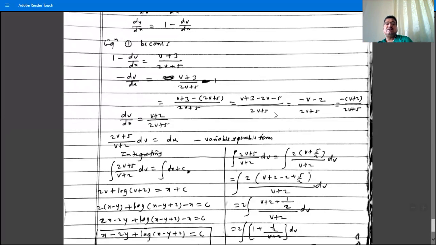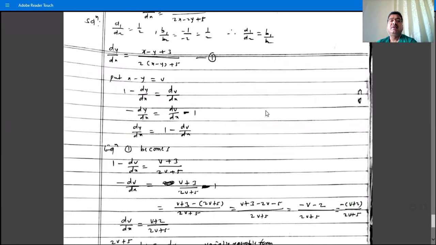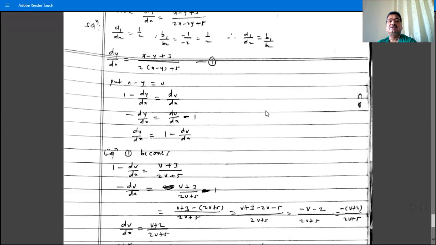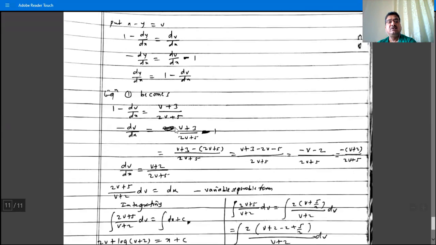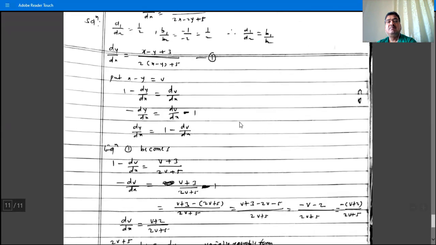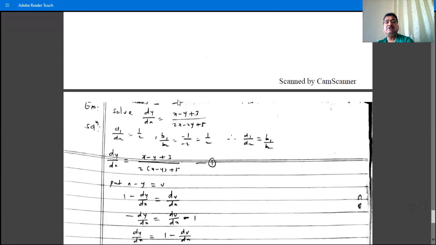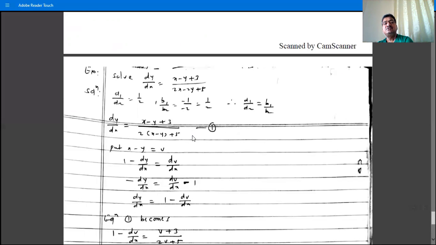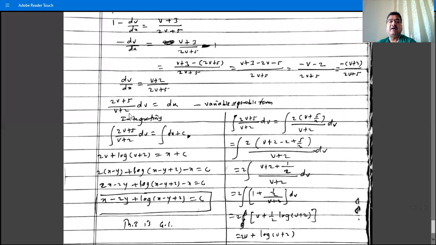So in the example of the type a1 by a2 is equal to b1 by b2, we have the variable separable form directly from the non-homogeneous differential equation. But if this ratio is not equal, a1 by a2 is not equal to b1 by b2, then first the equation is reduced to the homogeneous differential equation, and then it is reduced to the variable separable form. So here we have directly variable separable form.